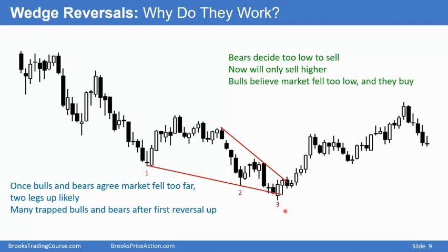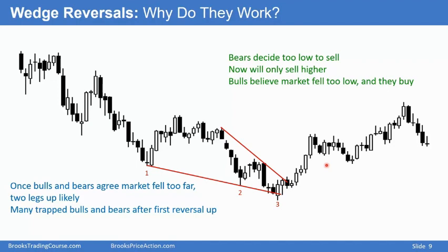Usually, when you get a reversal, you get a couple legs up because you get trapped bulls and bears. You have bulls who did not buy initially. They're trapped out. They're hoping for any kind of a pullback to buy. That results in a second leg up. And you have bears who did not get out on the reversal up, and then they see this and they decide, okay, it's going higher. And they look for any reversal down so they can buy back their shorts with a smaller loss.